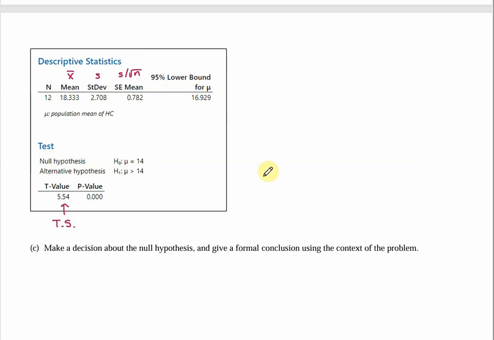Then down toward the bottom, the tests, or the hypotheses, are right there, and they're what we said they were supposed to be. And then the thing that's called the t-value is the test statistic. And then the p-value is what you'd expect. That is just the p-value. Minitab rounds to 3 places with that, rather than, if it's really small, putting it into scientific notation. So it's not really 0, it's just that to 3 places it would round down to 0.